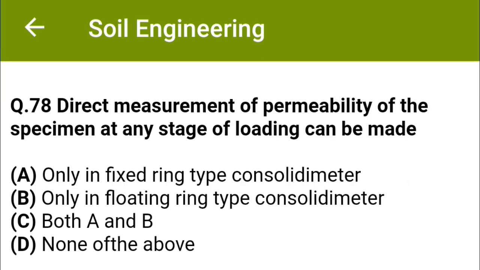Direct measurement of permeability of the specimen at any stage of loading can be made: option A, only in fixed ring type consolidometer; option B, only in floating ring type consolidometer; option C, both A and B; option D, none of the above. The correct answer is option A, only in fixed ring type consolidometer.